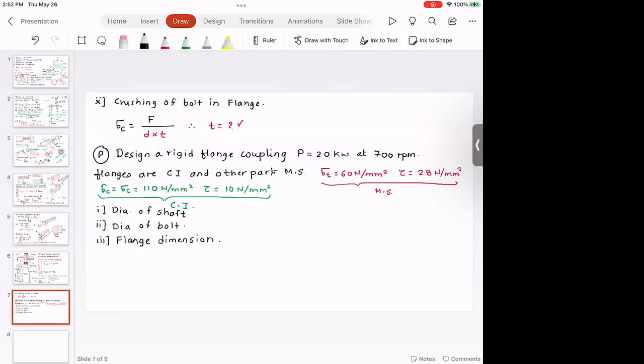Now, flange and shaft are made up of different materials. Shaft is made up of mild steel. Key is made up of mild steel. And the flanges are made up of cast iron. So CI stands for cast iron and MS stands for mild steel. Even though in this problem it is not asked, if you design a key, you will have to use the material properties related to mild steel. And when you design the flange, you have to use the material properties corresponding to cast iron. Everyone understood this? So we start.